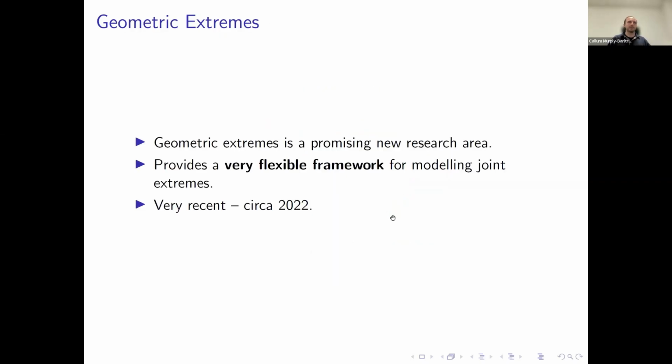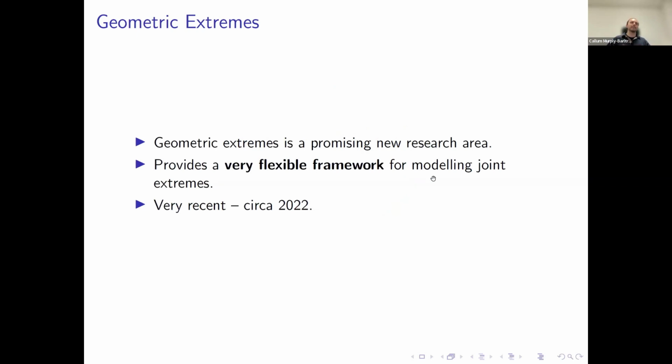So now I'm going to talk about geometric extremes, which I like to think provides a natural avenue for that question of how do we pick a conditioning variable? Or in this case, you don't actually need to pick a conditioning variable. So it's a very new modeling framework. It's only really been around since 2022, I would say. And it's a very flexible framework for modeling joint extremes.